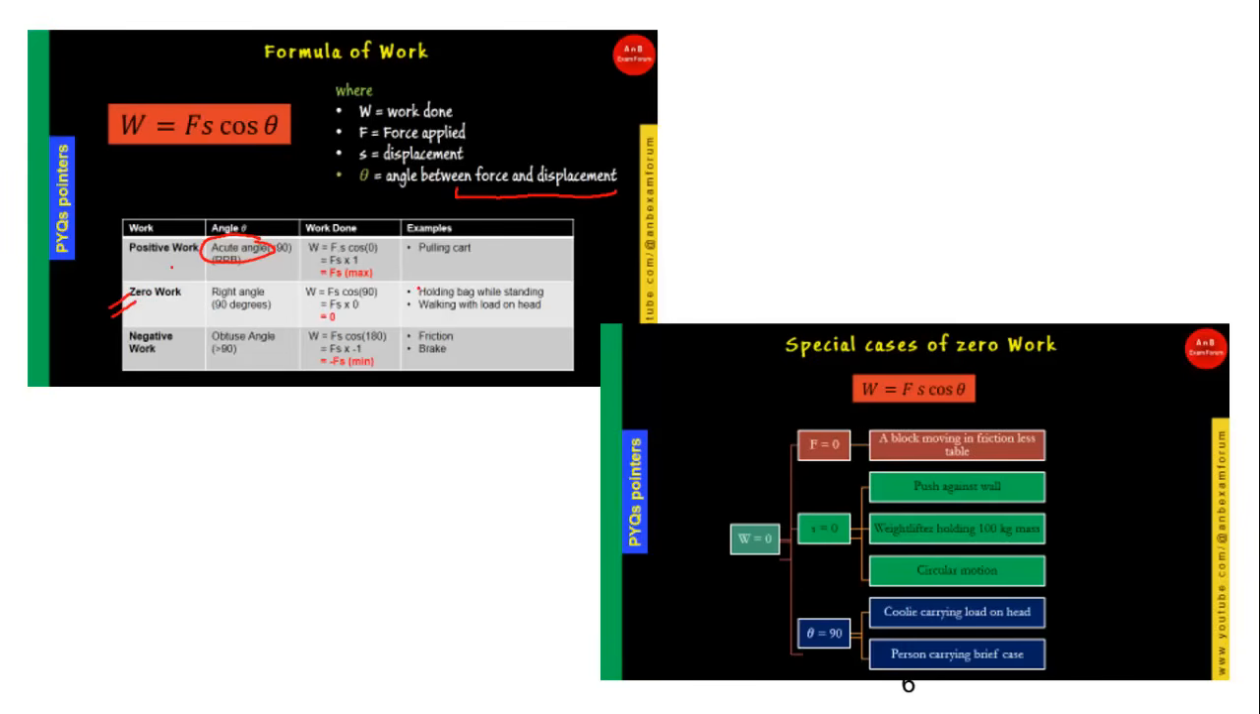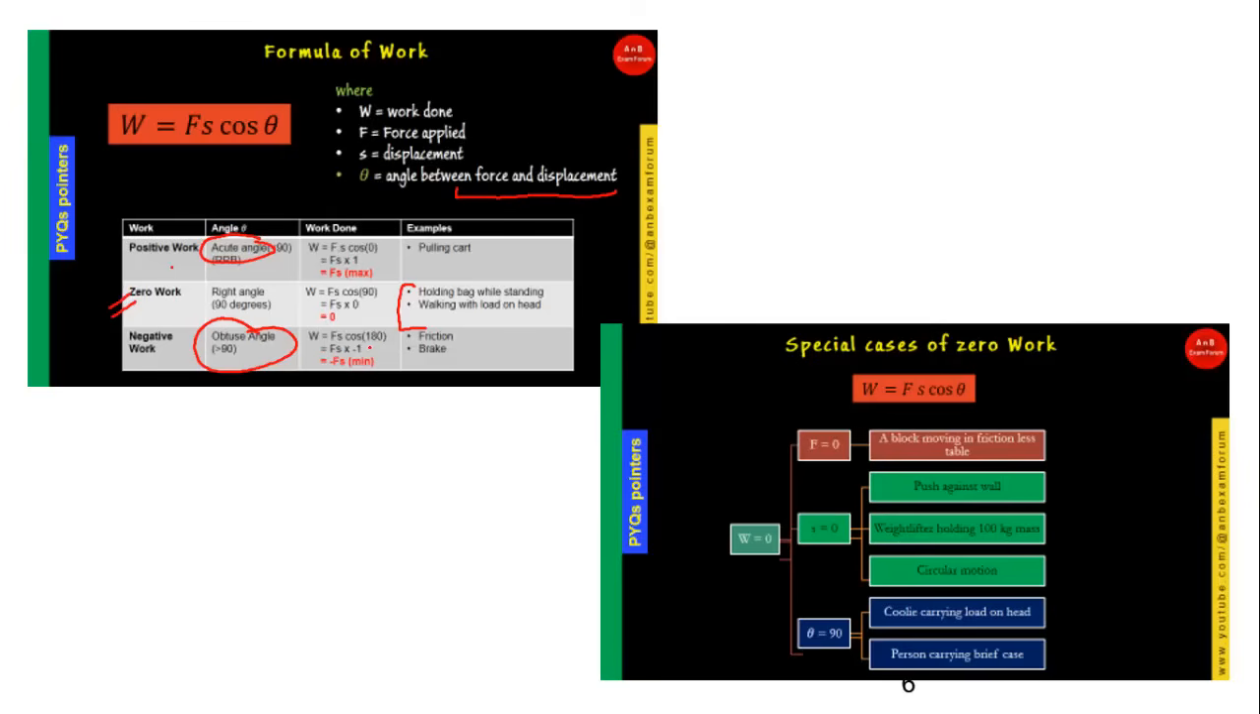And the perfect example is that when you are holding a bag while standing, you are not doing work, even if you are lifting. Okay. The next one is negative work, when the angle is obtuse, that is greater than 90. In that case, the cosine becomes negative, so the total work will become negative.